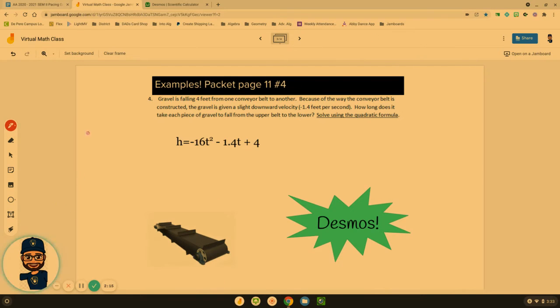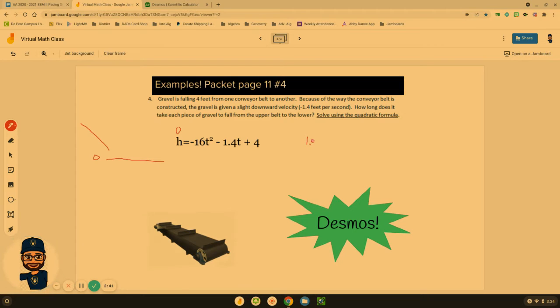Okay, so we've got this upper belt right here that gravel's falling down. And what it's doing is it's falling on another conveyor belt here. This is our height 0, right? So h is 0. We want to know when it reaches that second conveyor belt at 0. So identifying a, b, c again. Now, this is the part that we want to see on the test.